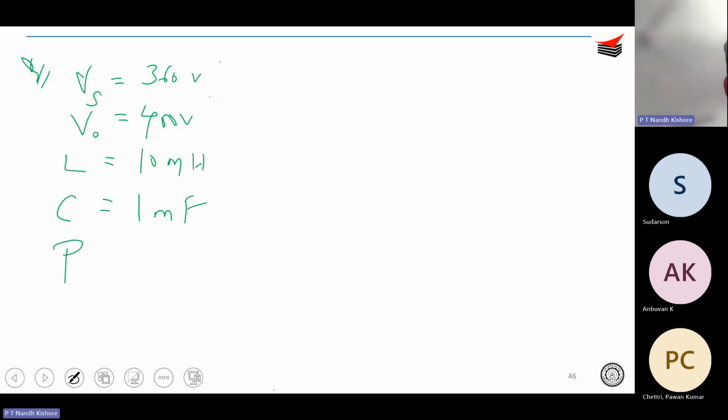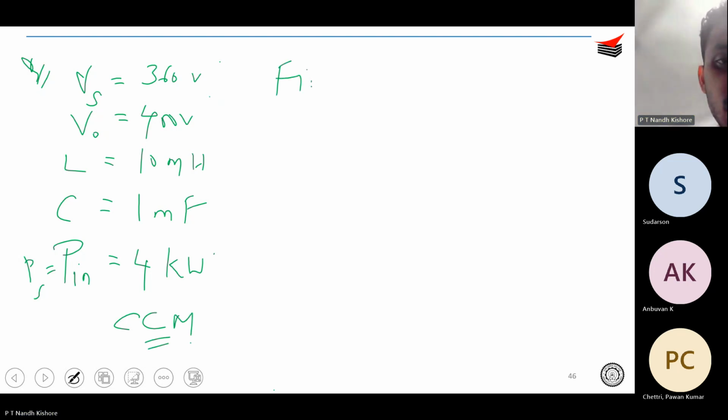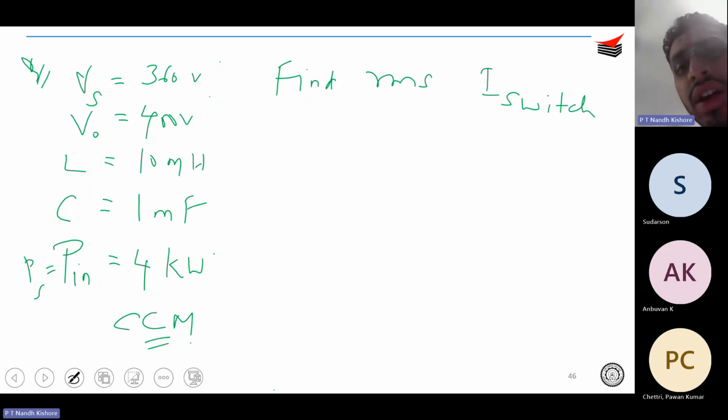The output power, or I'm sorry, the input power, PS, is given as 4 kilowatt. Input power is 4 kilowatt. L, C are given. Vin, V naught are given. The converter is in CCM mode. Find RMS current through the switch, and find the average current through the switch.